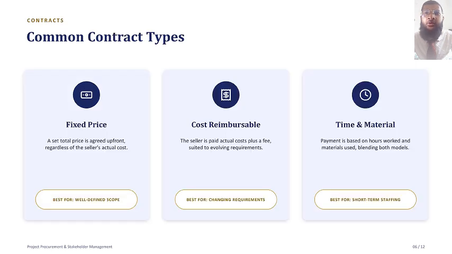Common contract types. There are three common contract types. Fixed price sets a total cost upfront, best for well-defined scope. Cost reimbursable pays actual cost plus a fee, ideal when requirements may change. And time and material is paid based on hours and materials used, well suited to short-term staffing needs.